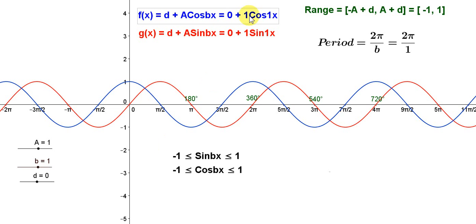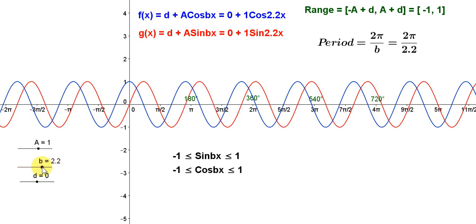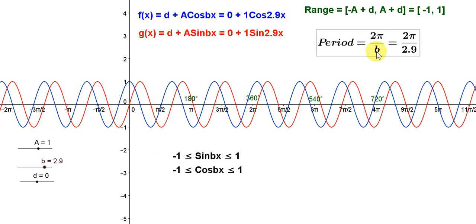In the last video we were looking at the graphs of cos of x and sine of x. I'm calling this function here f of x and this one here g of x. We saw that if we change the value of b, we change the period of both of these functions. The period is given by 2 pi over b.